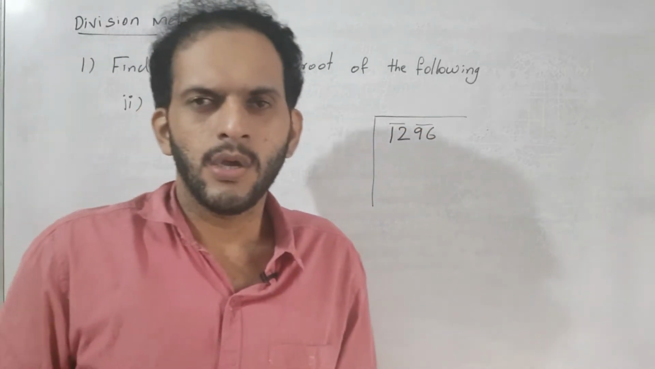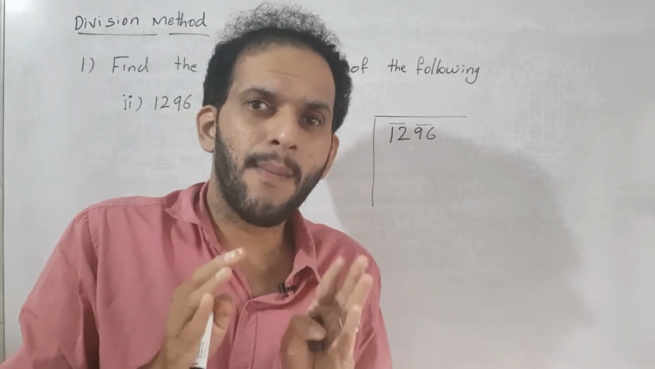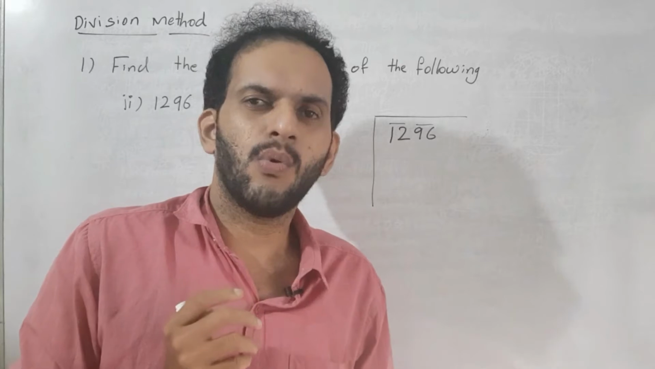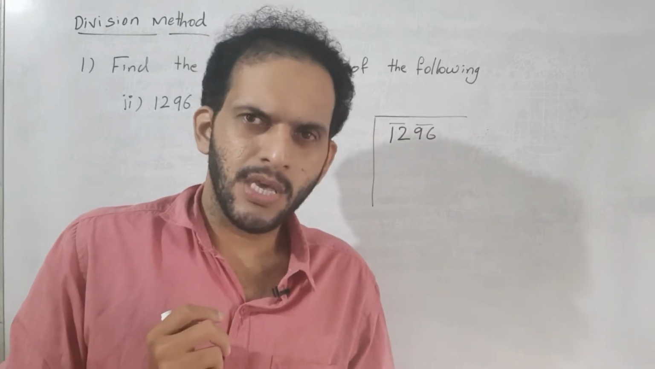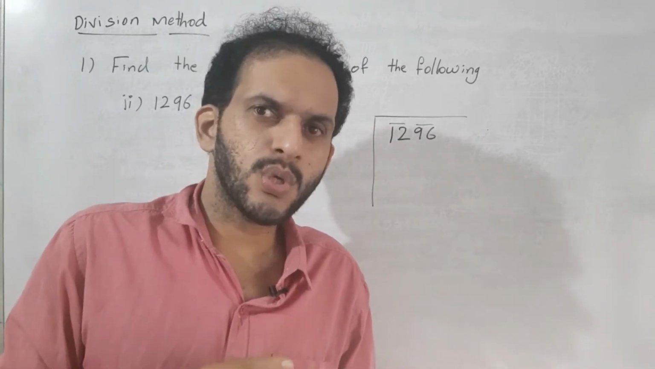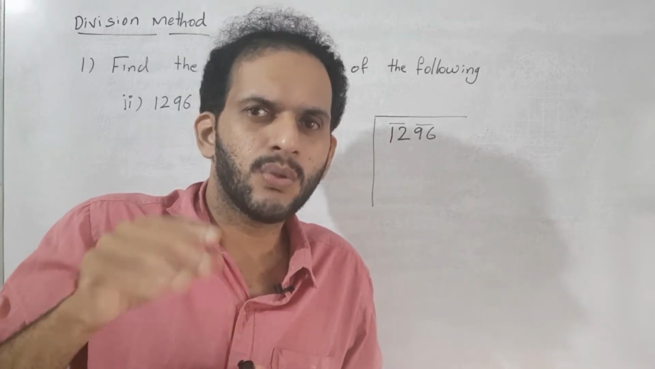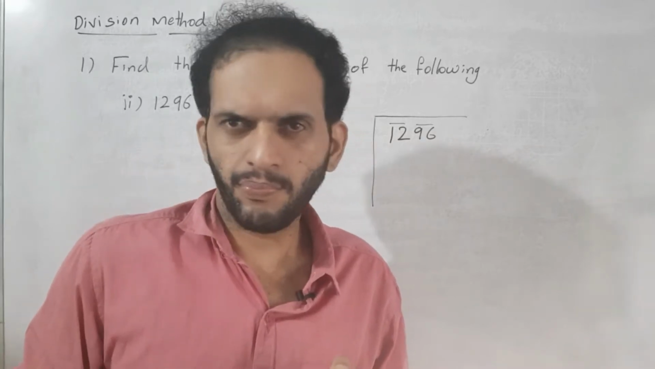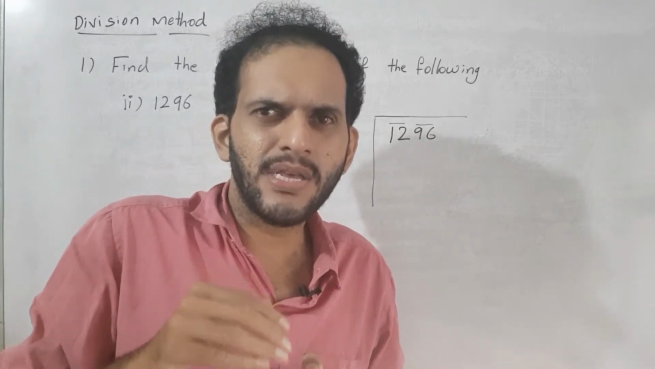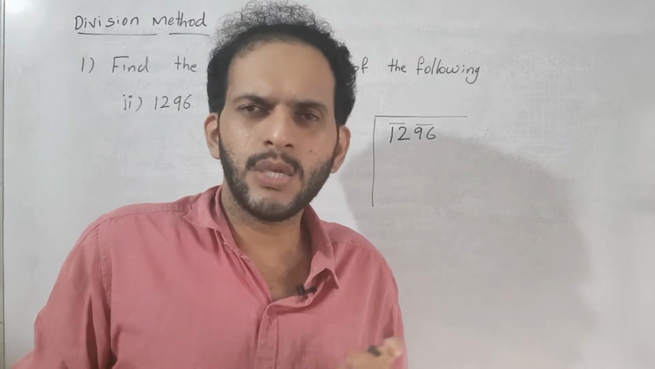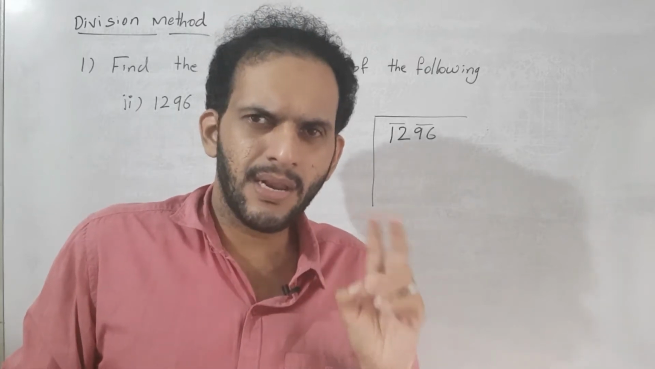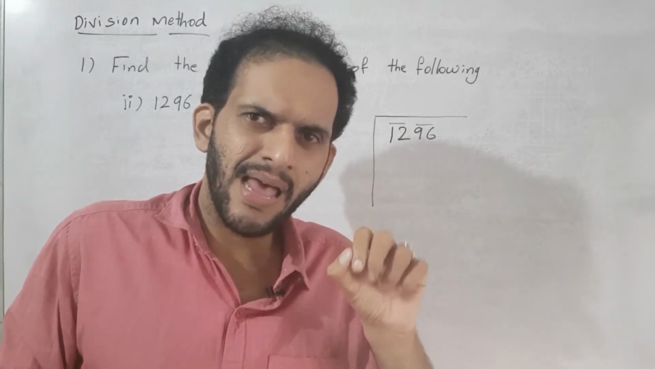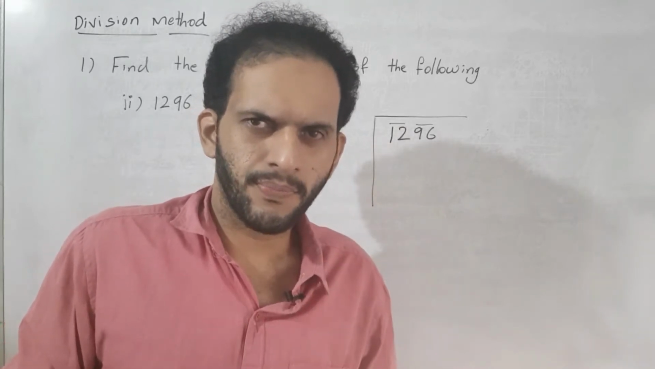Then it is very clear, we do not get any number whose square is equal to 12. So next we think about whose square is less than 12, less than and nearest to 12. Then whose square is it? Yes, very clear. The number 3. 3 square is 9. 9 is less than and nearest to 12.